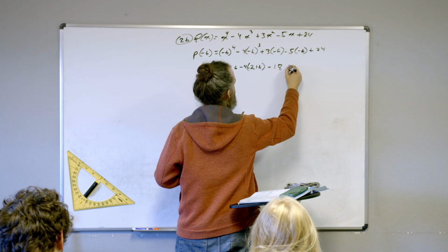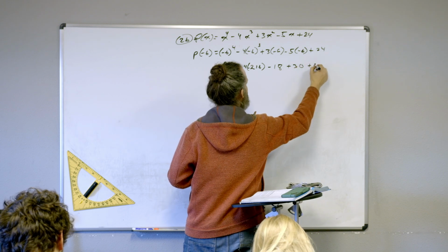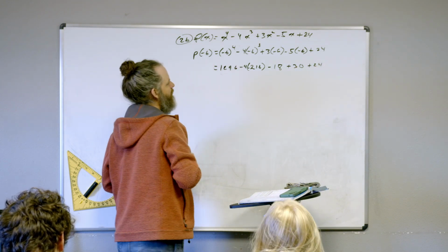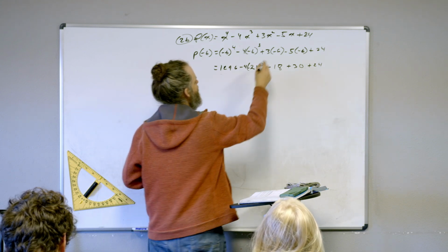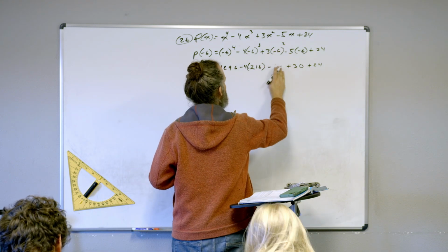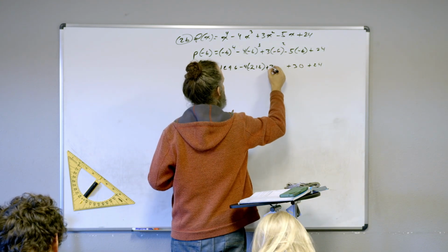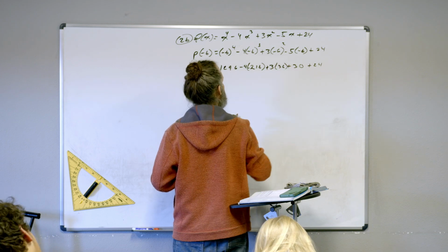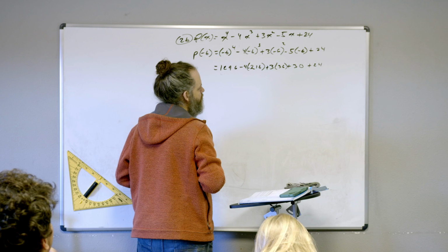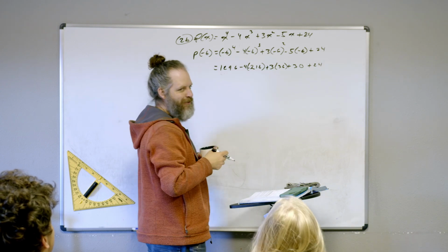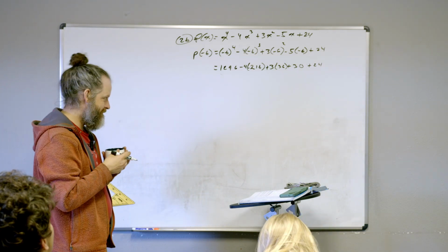Minus 18 plus 30 plus 24. That one's squared. Which one? Oh. So, not 18. Plus 3 times 36. Now what comes next in our order of operations?